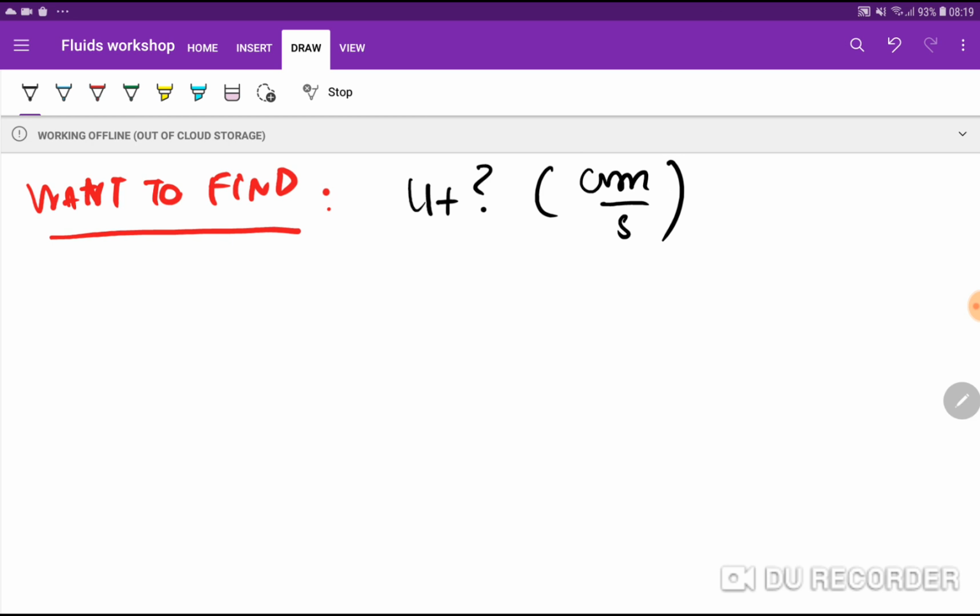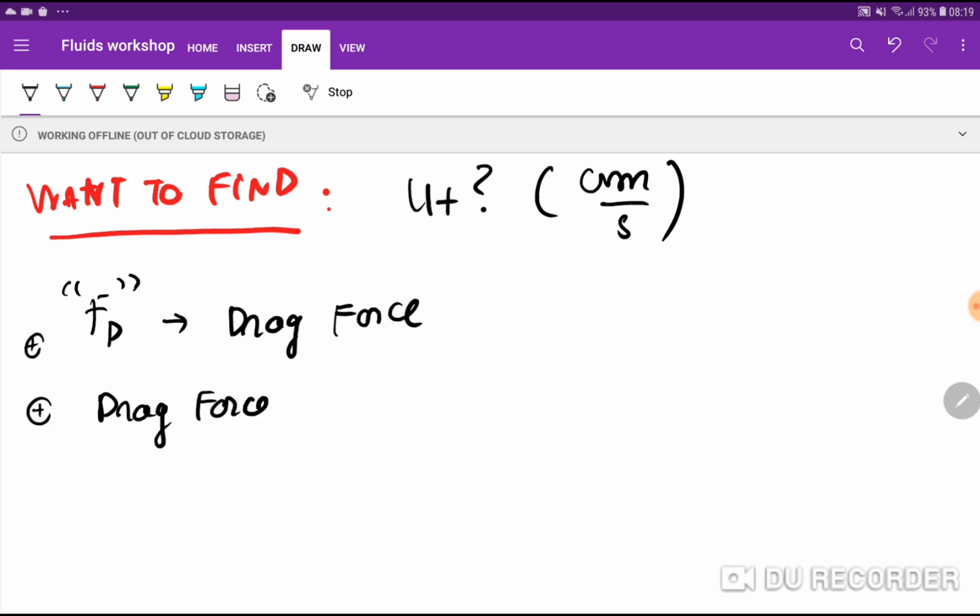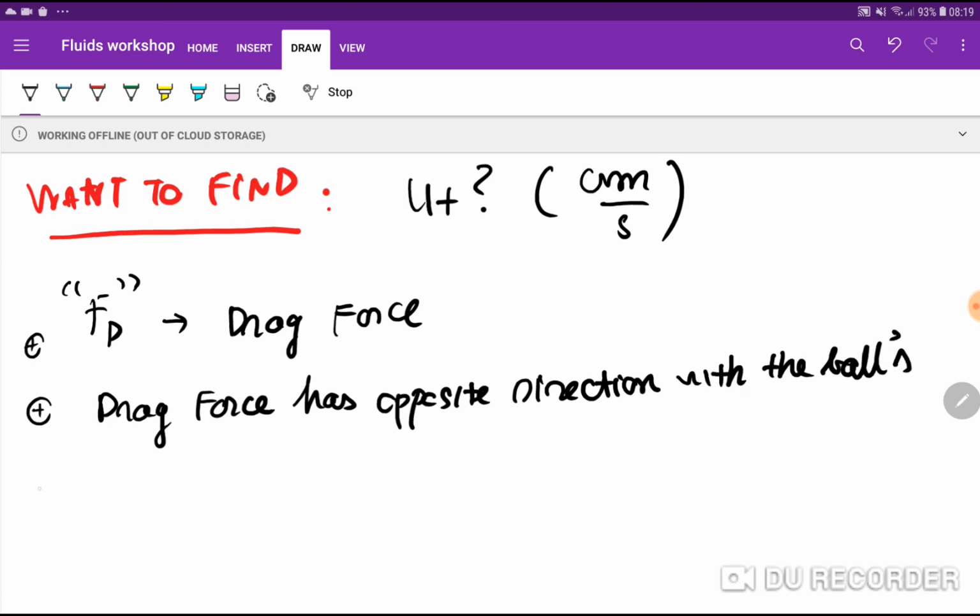I just want to start this problem by telling you guys the direction of the forces. FD stands for drag force, and drag force has the opposite direction of the velocity of the ball. Let me write: drag force has the opposite direction of the ball movement.